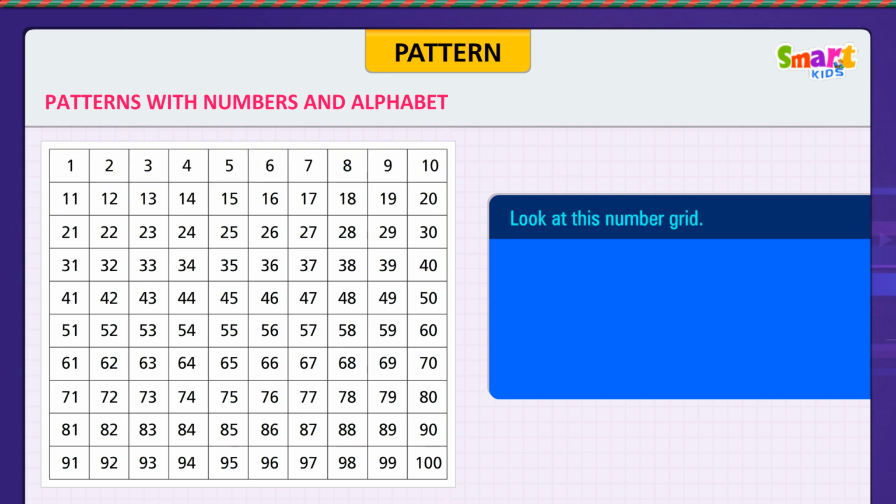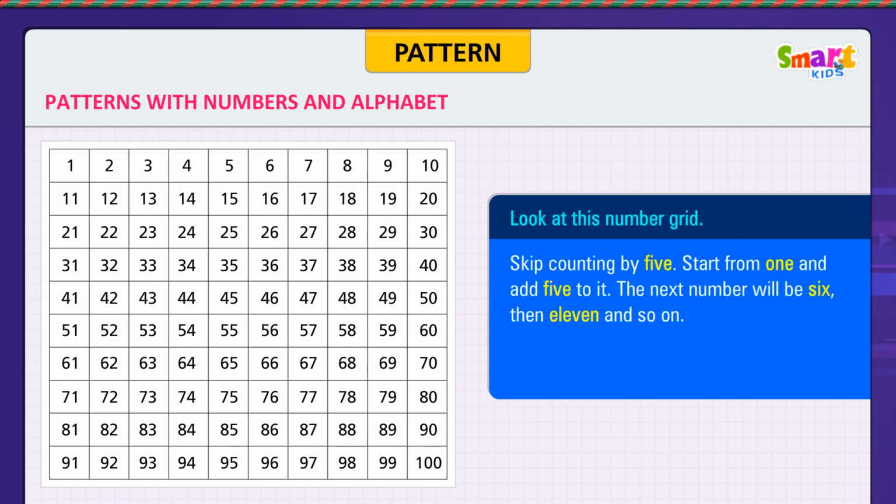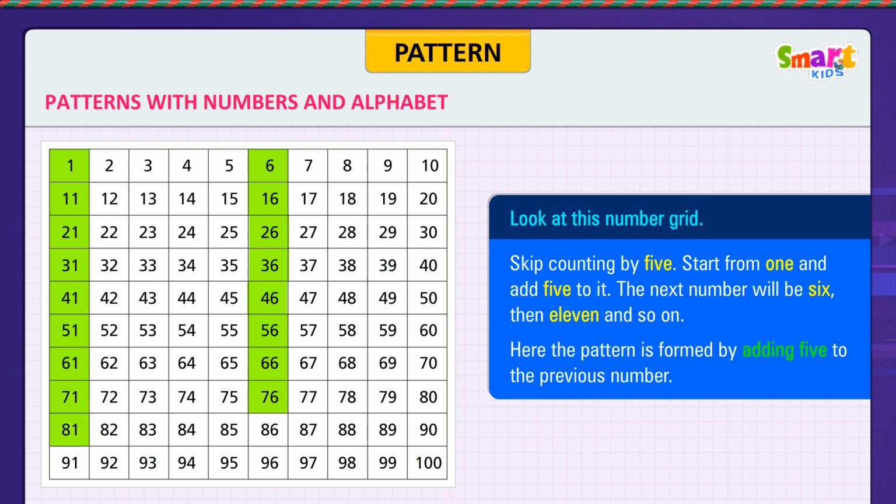Look at this number grid. Skip counting by 5. Start from 1 and add 5 to it. The next number will be 6, then 11 and so on. Here the pattern is formed by adding 5 to the previous number.